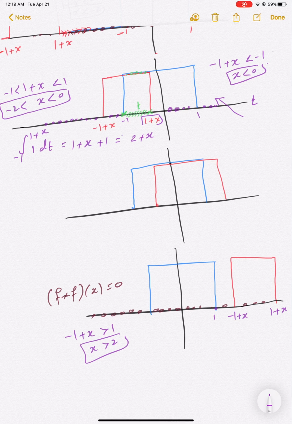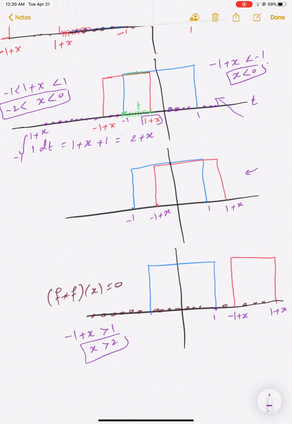So this is telling you that when you compute the convolution and x is between negative 2 and 0, this is exactly what you're going to have. You're going to have 2 plus x. Then you look at the third figure. What do you need here? This is again negative 1, this is 1, this is 1 plus x, this is negative 1 plus x, right?